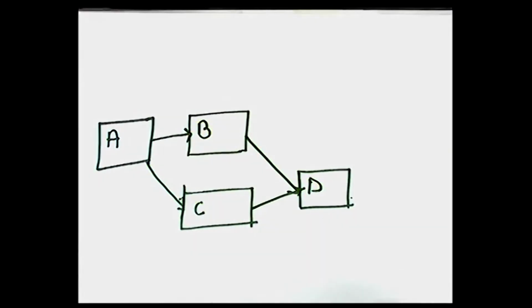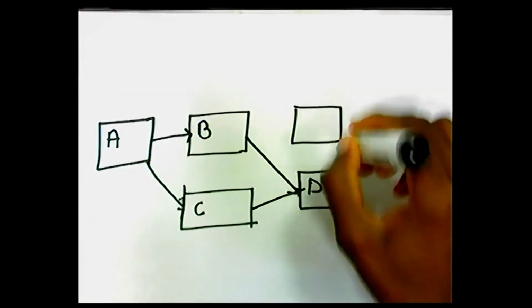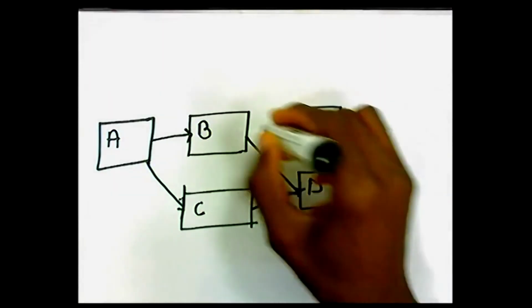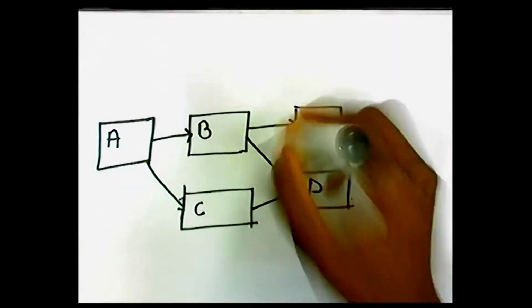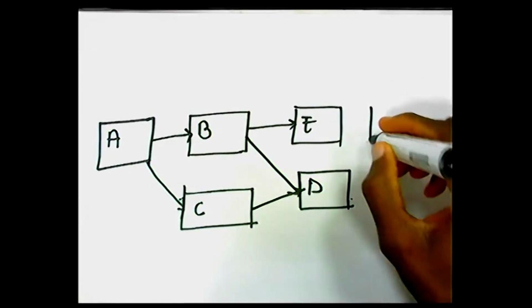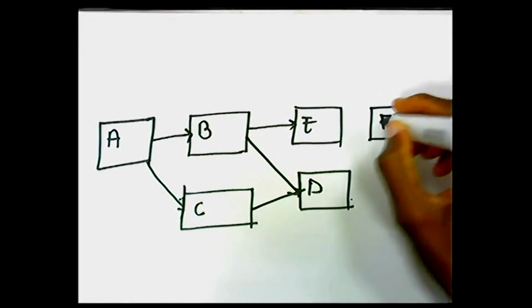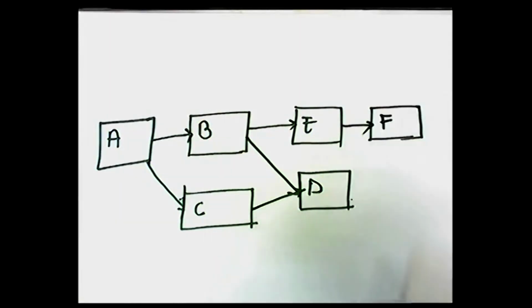Okay, so activity E is preceded by B. So I can put my E here so that E comes out of B. So this is my E. That's it. We're almost there. Then activity F is preceded by E. So activity F, I can just squeeze in here and get my arrow from E into F. I think we are almost there.